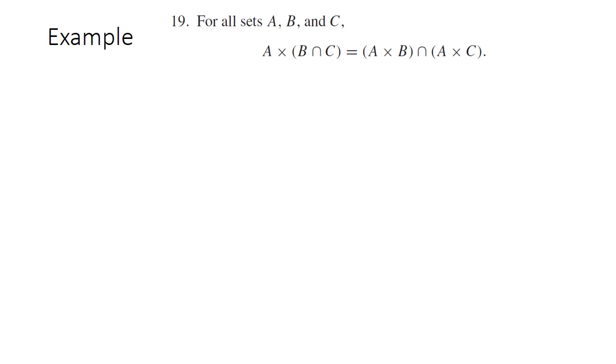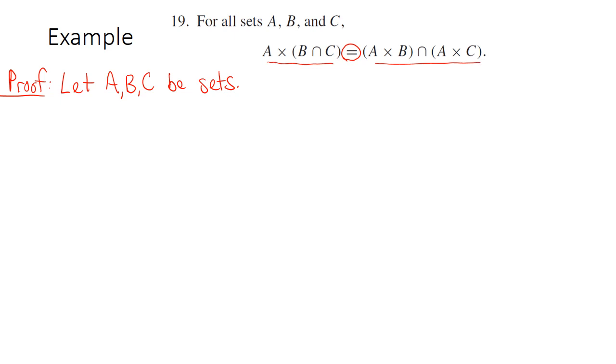Okay, let's look at this example, number 19. For all sets A, B, and C, A cross (B intersect C) is equal to (A cross B) intersect (A cross C). It starts with a for all statement, so as usual, I'm just going to translate that into a let statement. So let A, B, C be sets. Okay, and now I'm trying to prove that two sets are equal. So what I need to do is first show that the left-hand side is a subset of the right-hand side, and then in the second part I'll show that the right-hand side is a subset of the left-hand side.